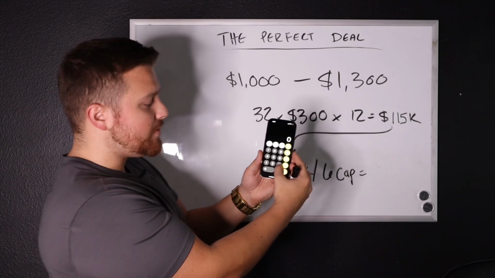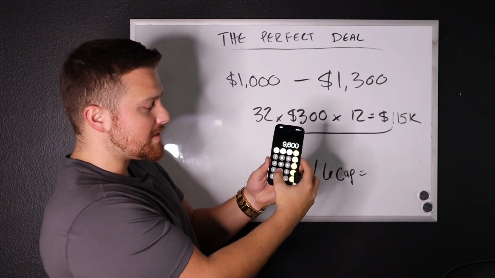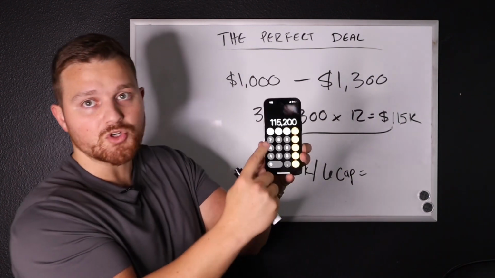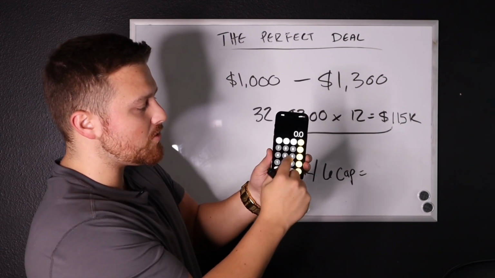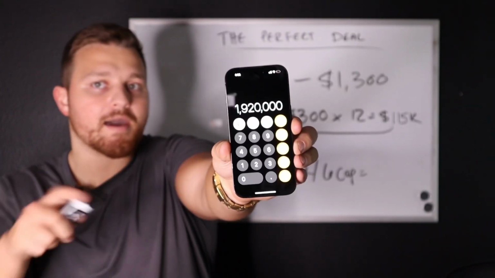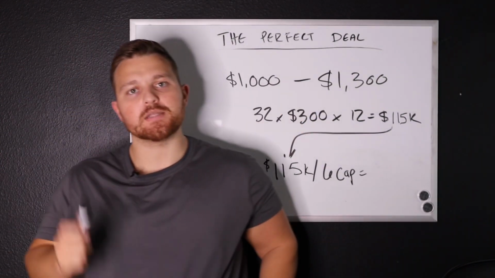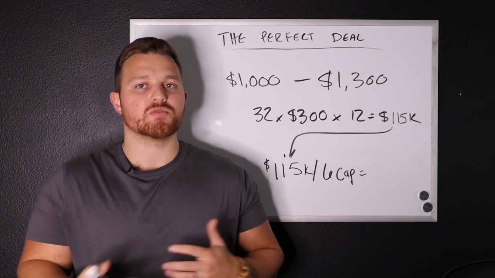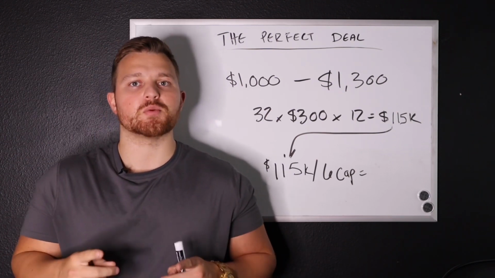So I'll do the math with you right here. We're taking $300 times 32 units. That's an extra 10 grand a month times 12. It's 115 grand of new income. And then I'm going to take this and divide it by 0.06. Total add-on of value of $1.92 million. We added $2 million of value to the property by increasing the rents by $300 per unit per month.